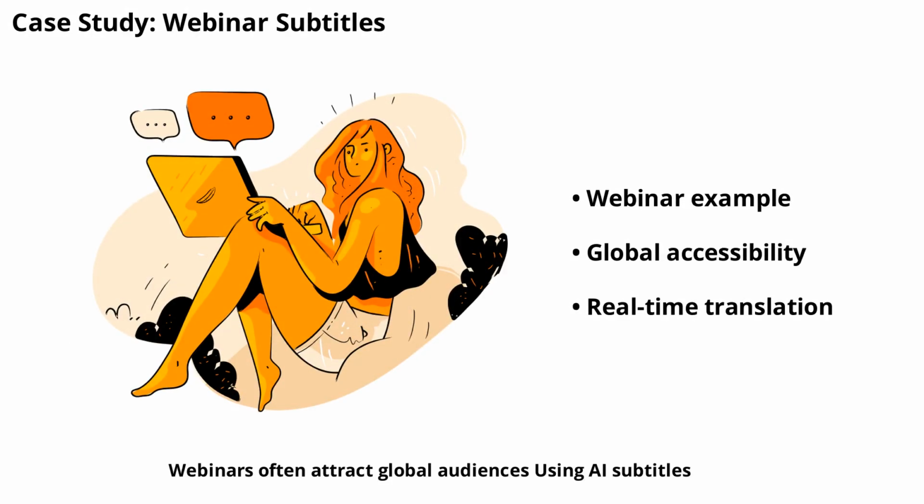Webinars often attract global audiences. Using AI subtitles, organizers provided real-time captions and translations, making content accessible to viewers worldwide. This not only improved engagement, but also expanded the reach of the webinar.